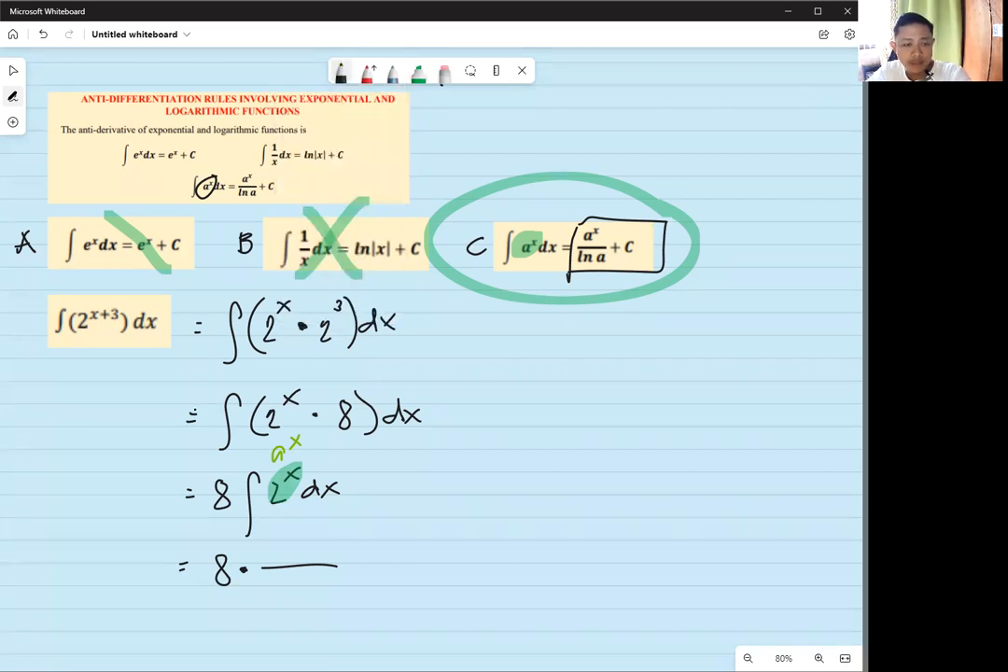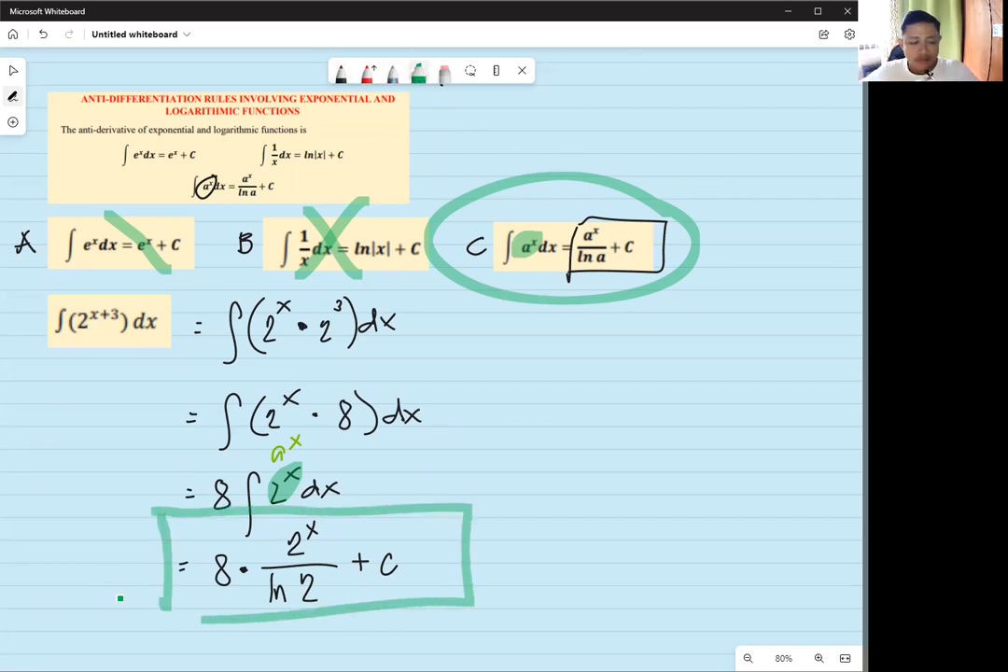Okay? So this will become, copy here, 2 raised to x over ln, the natural logarithm of your base, which is 2. So ln 2 plus c. And that's it. We're done. Got it? Show me a reaction if you understood that process.